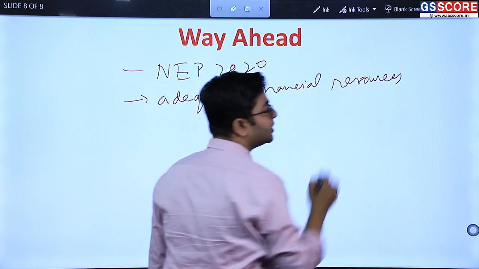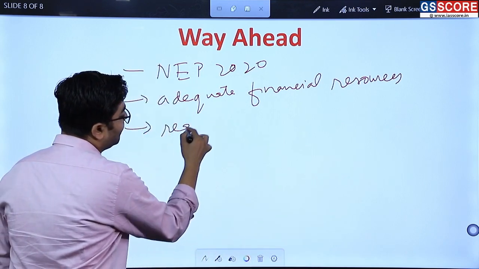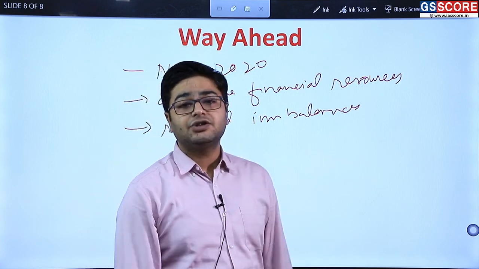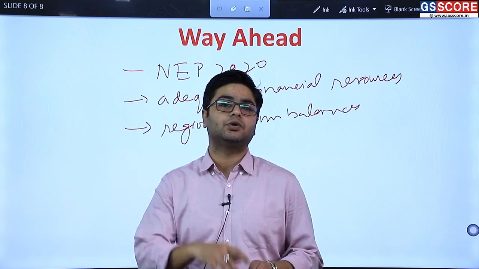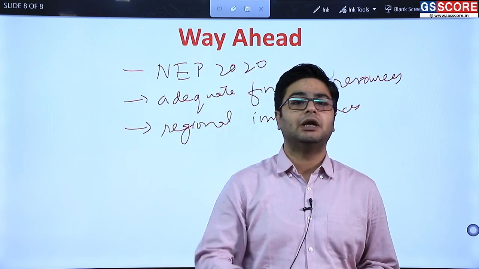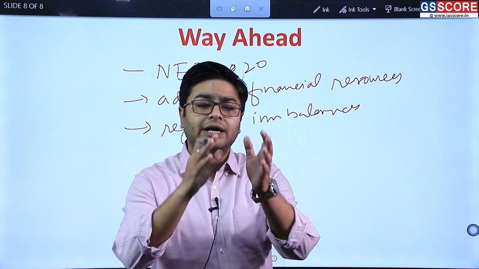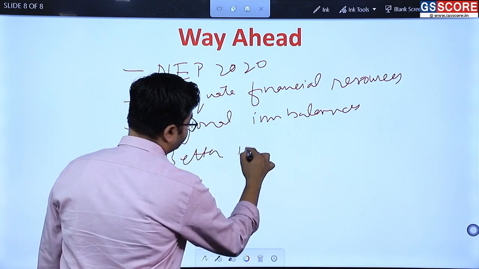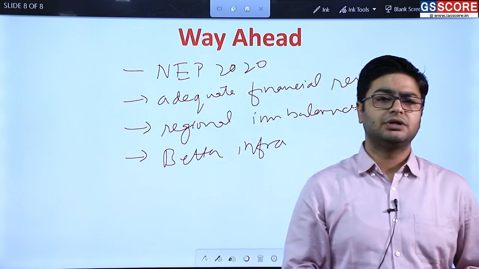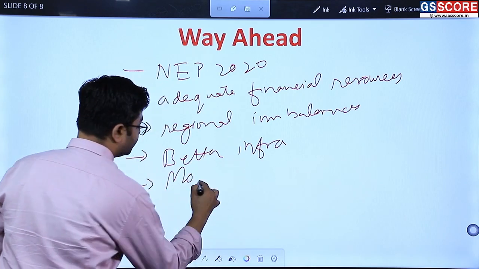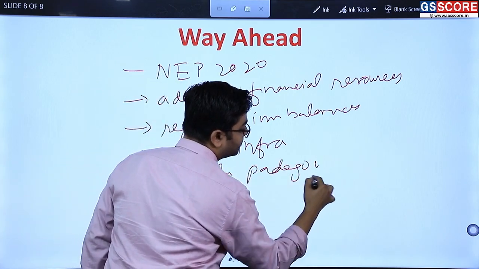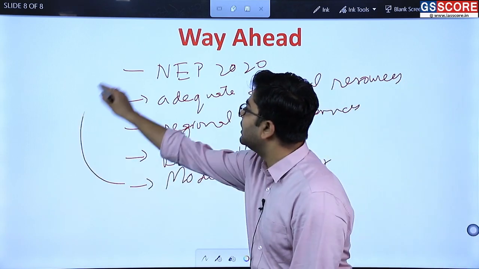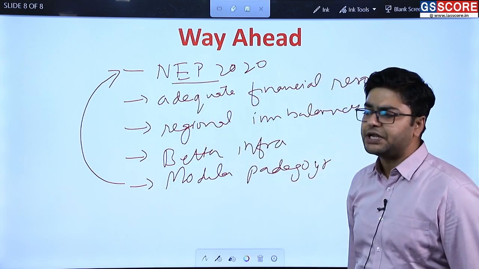We need to reduce the regional imbalances. Why should somebody who wants quality higher education need to go to Delhi, Mumbai, Chennai or Hyderabad? Why can't it be available in every district of our country, right? At the same time, we need better infrastructure, labs, classrooms. Then we need modular pedagogy, so that interdisciplinary education, more meaningful education can be encouraged. And this is something which forms one of the parts of the National Education Policy 2020.